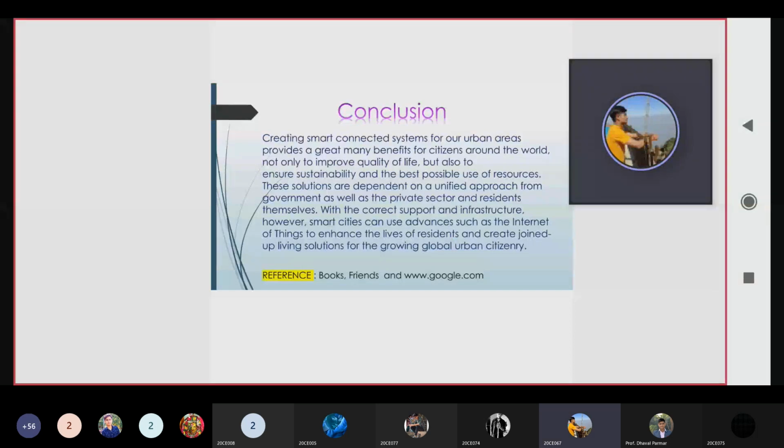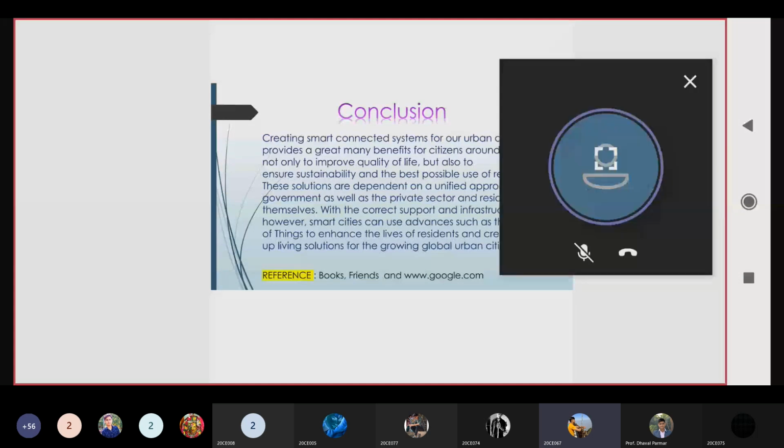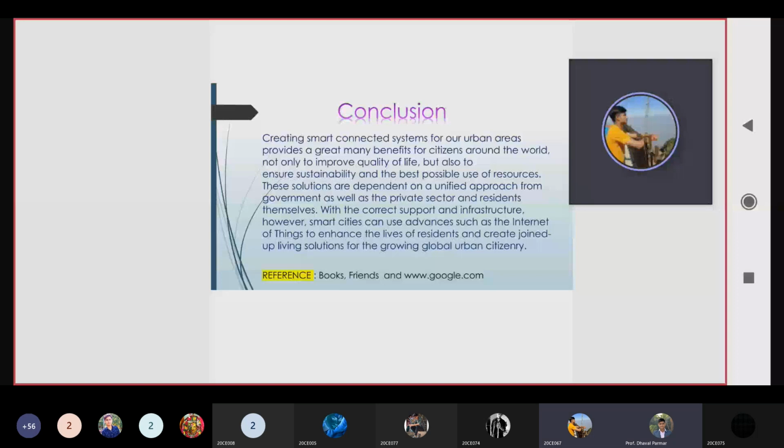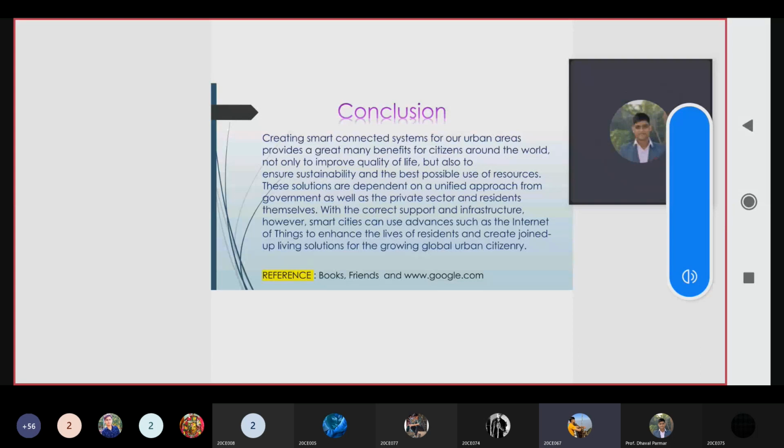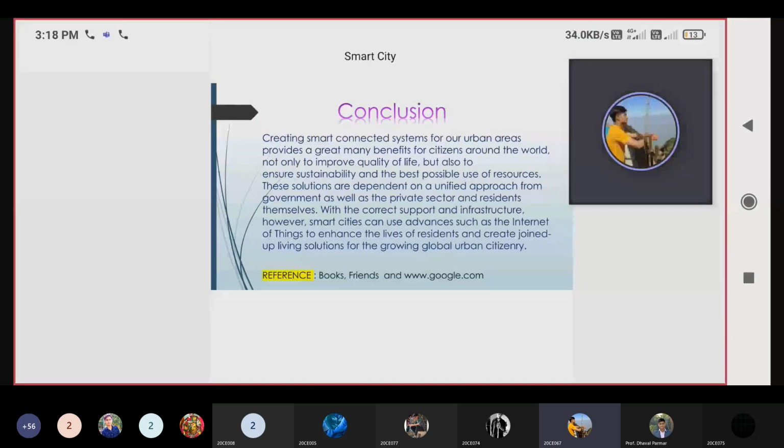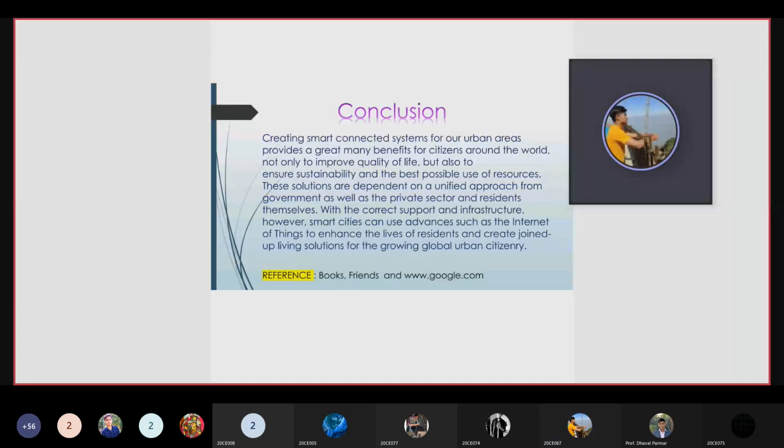Creating smart connected systems for our urban areas provides many benefits for citizens around the world, not only to improve quality of life, but also to ensure sustainability and the best possible use of resources. These solutions are dependent on a unified approach by government as well as the private sector and residents themselves, with the correct support and infrastructure. However, smart cities can use advances such as the Internet of Things to improve the lives of residents and create job-saving solutions for the growing global urban population.